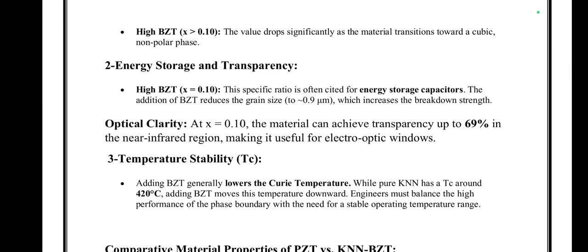Energy storage and transparency. High BCT, like x equal to 0.1. This specific ratio is often cited for energy storage capacitors. The addition of BCT reduces the grain size to 0.9 micrometer, which increases the breakdown strength. Optical clarity: if the concentration of x is 0.1, the material can achieve transparency up to 69% in the near infrared region, making it useful for electro-optic windows.